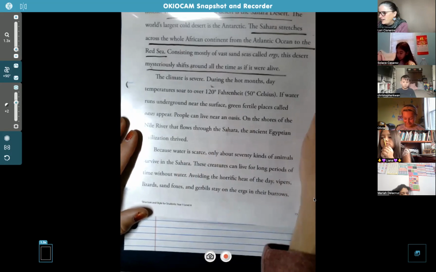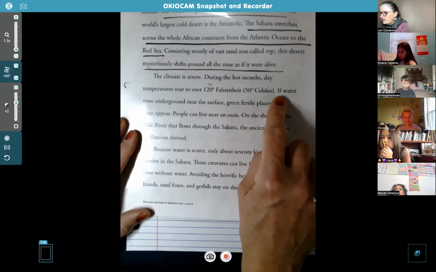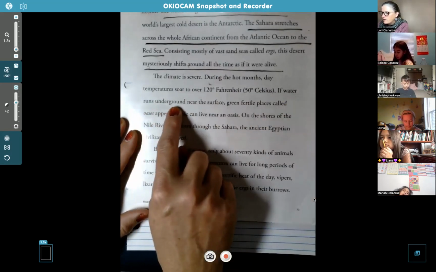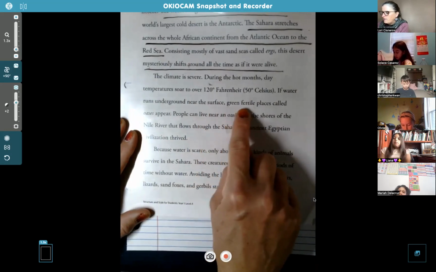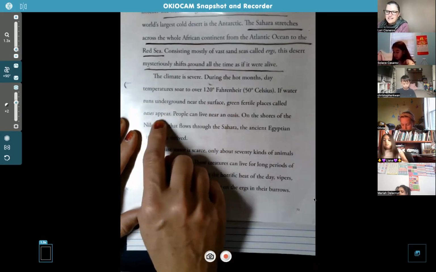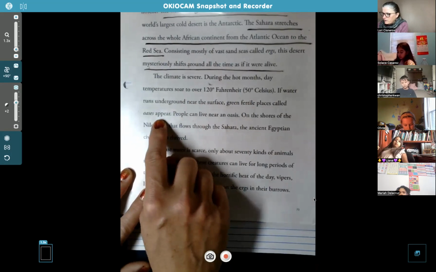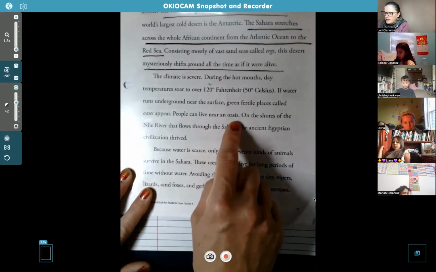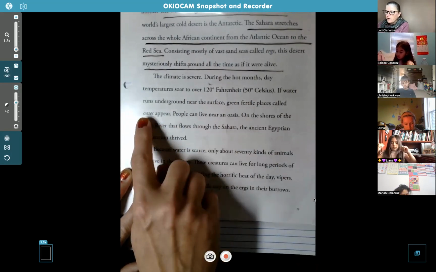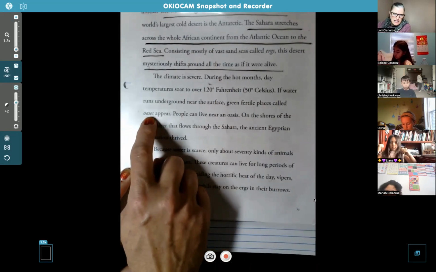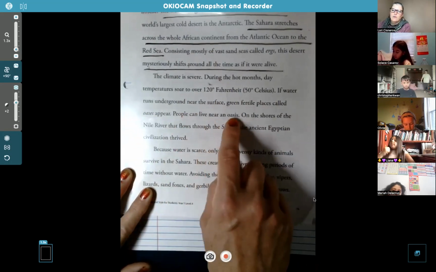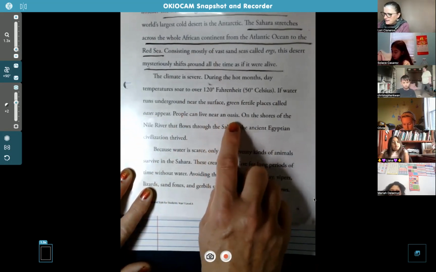Okay, I'm going to keep going right here. If water runs underground near the surface, green, fertile places called oases appear. People can live near an oasis. So if it's more than one, it's oases with an E. And if it's one, it's called an oasis with an I.